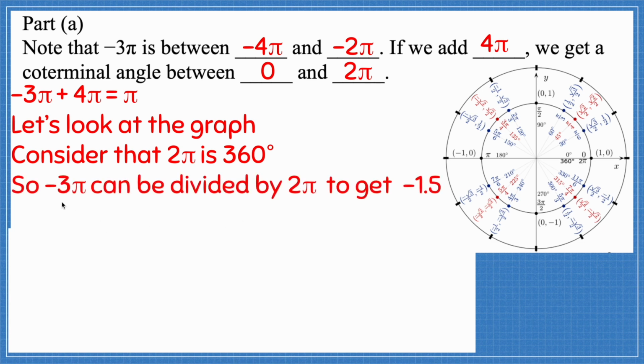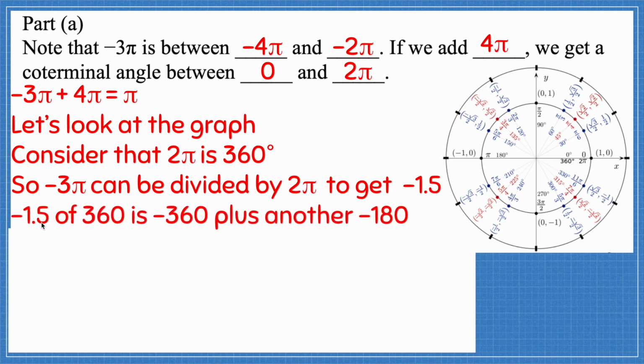So if we take negative 3 pi and divide that by 2 pi, we get negative 1.5, because the pi's would cancel, and negative 3 divided by 2 is negative 1.5. And what I can do is take negative 1.5 of 360, which is another way of saying multiply, it would mean that I'd have negative 360 because it's a negative 1.5, and then I'd have another half of that, which is another 180 degrees. So 1.5 is 1.5. So 360 and 180.